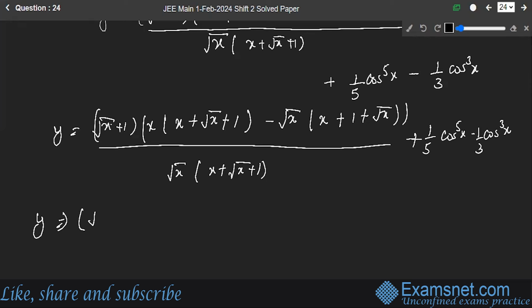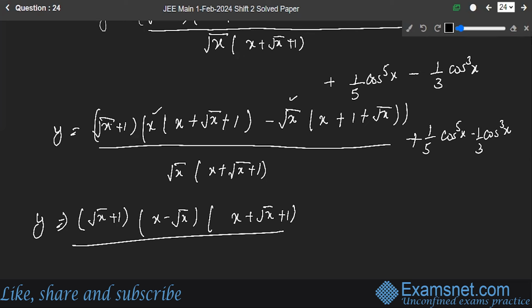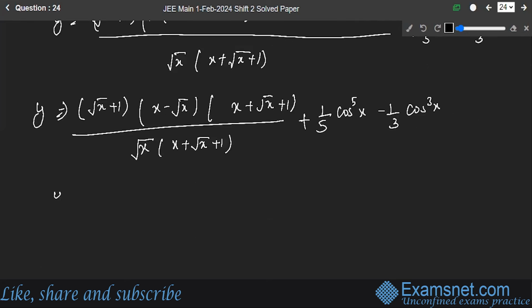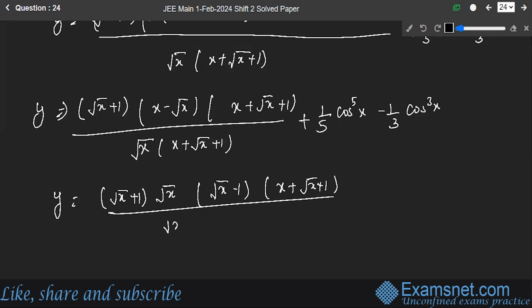So y is equal to root x plus 1 here, x minus x, this will be one factor. And x minus x will be one factor over here. The second one, x plus root x plus 1. This whole is divided by root x into x plus root x plus 1 minus, no, it is plus 1 by 5 cos power 5x minus 1 by 3 cos cube x. So y is equal to root x plus 1. I'll be taking root x common again from here. This will be root x minus 1 x plus this whole thing divided by root x into root x plus 1 plus 1 by 5 cos power 5x minus 1 by 3 cos power 3x.